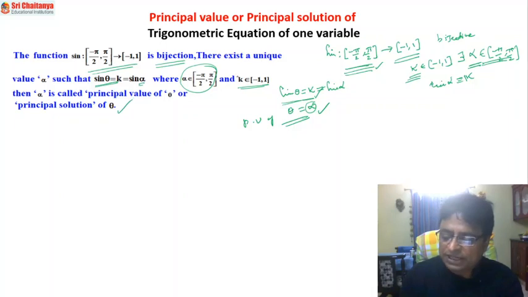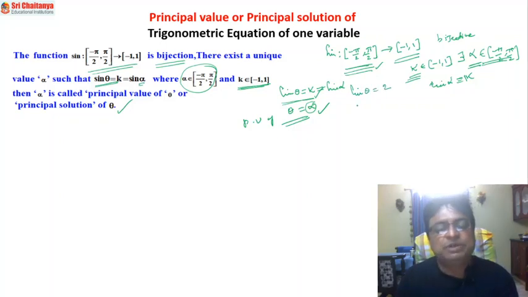So, my friends, another important point is that k belongs to the closed interval minus 1 comma 1. If k doesn't belong to the closed interval minus 1 comma 1, then the equation doesn't possess any solution. That means, suppose I ask what is the solution for sin theta is equal to 2, simply you can say that no solution will exist, because here k is equal to 2 and it does not belong to the closed interval minus 1 comma 1.